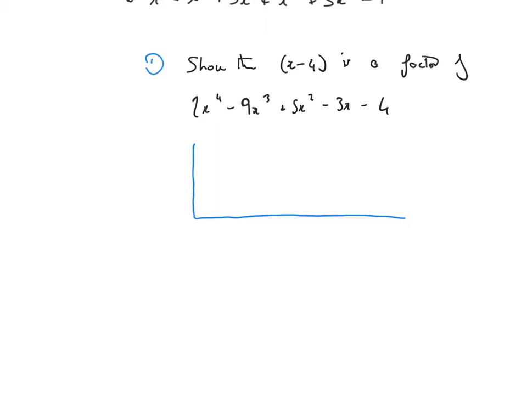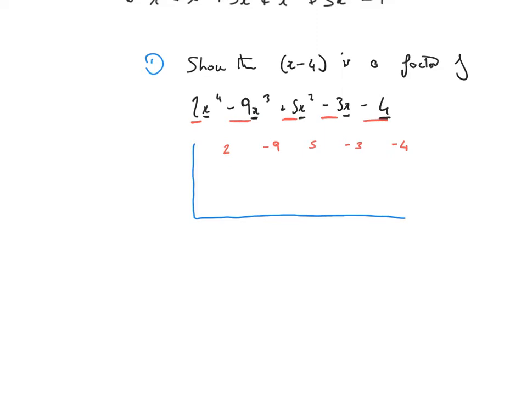Now to get going with this, what you do is you put in your coefficients in front of each of the variables. So we start with a coefficient of 2 that's attached to the x to the power 4, and then a coefficient of minus 9, and then a coefficient of 5, minus 3, and then finally minus 4. Now just follow a pattern with this one.